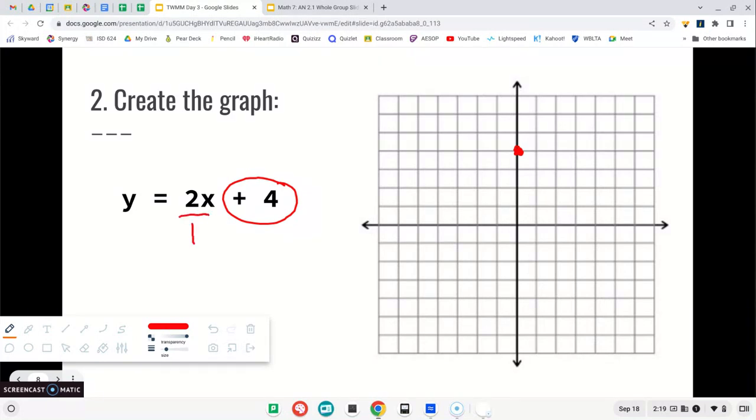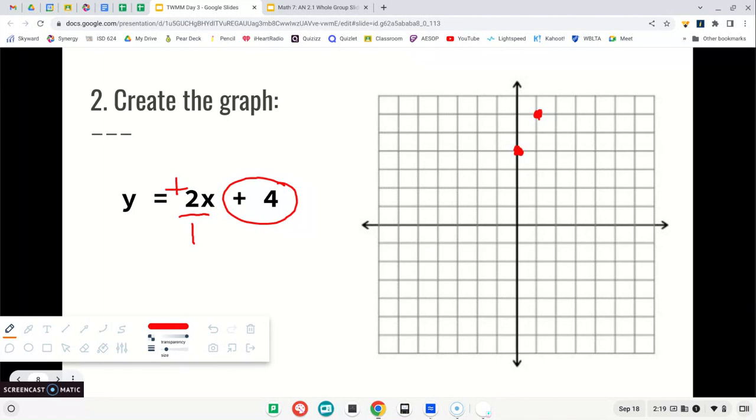So every single number has a 1 underneath it if it's not written as a fraction already. So now I'm going to go up 2 because it's positive. So 1, 2 to the right 1. Again, always go to the right to start.